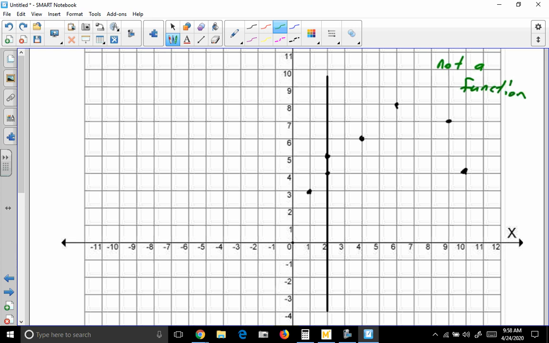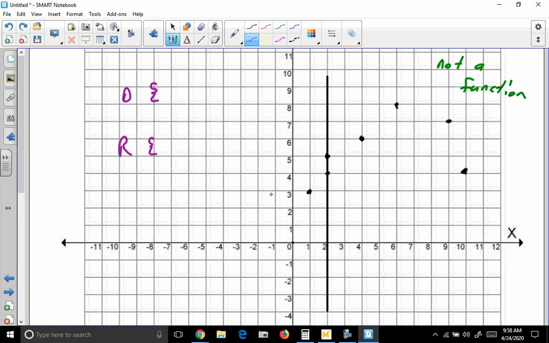Even though at the other points it only touches once, at this one it touches twice, so it's not a function. So let's list the domain and the range. Again, since it's individual points, we're going to put them in braces. So for the domain, those are the x's.